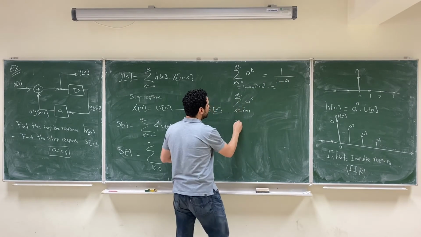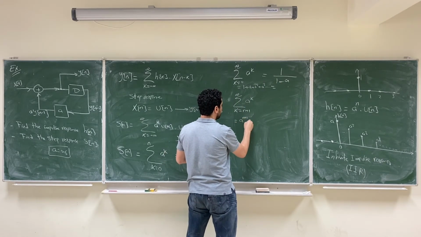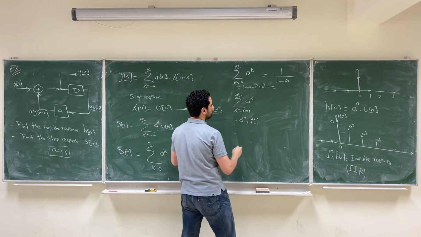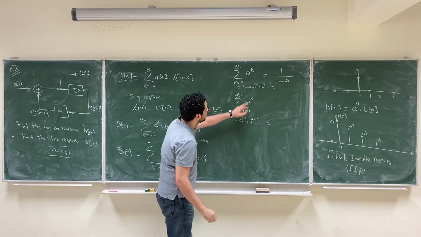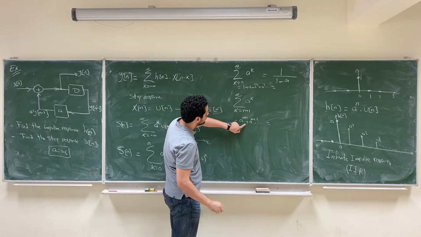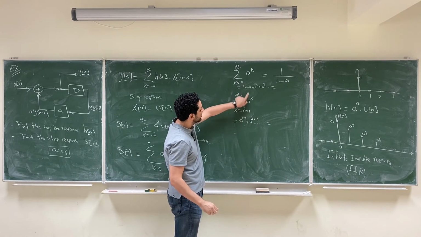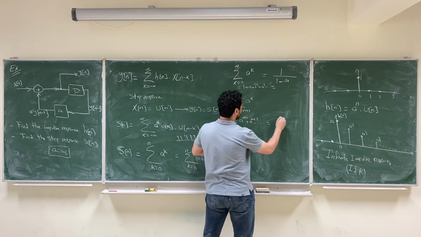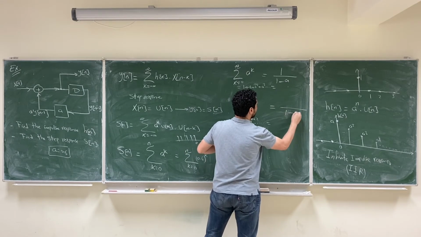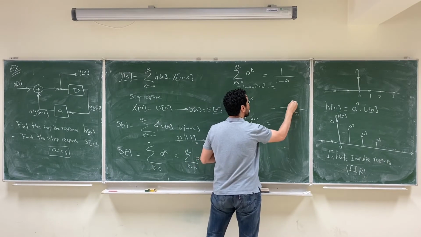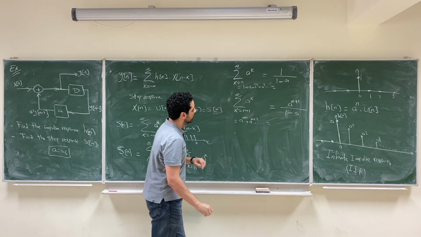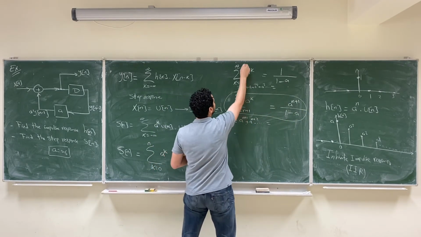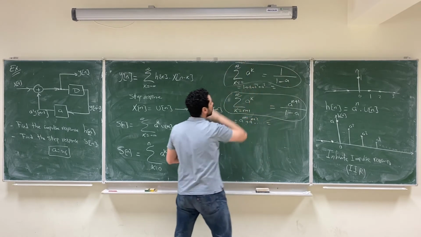What's the difference between this summation and the first summation? This summation is exactly the same as the first one, but multiplied by a to the power n plus 1. That's why the closed form for this will be 1 over 1 minus a, but multiplied by a to the power n plus 1. So this summation can be written like this.